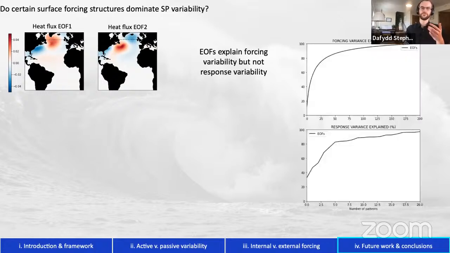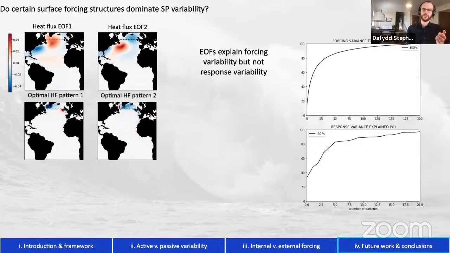And so as a result, while these structures are optimal in terms of explaining the forcing variability, they aren't strictly the best at explaining the response variability. Now, a different approach starts at the opposite end of the problem and allows us to use the adjoint sensitivity fields themselves to tell us which forcing structures would be most effective at stimulating variability.